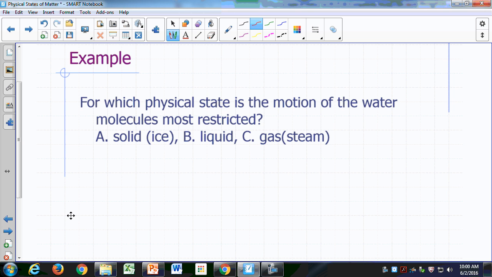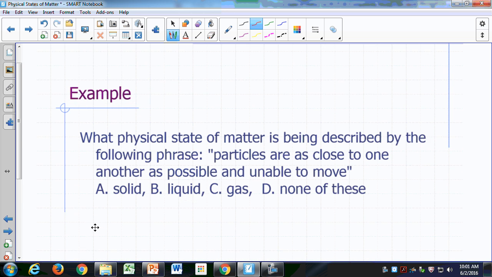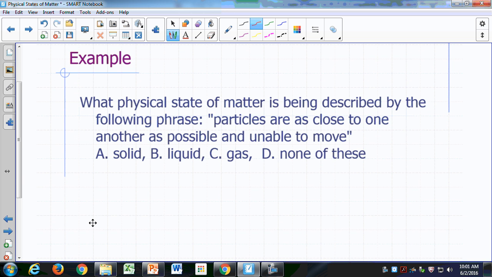So now, let's look at these examples right here. For which physical state is the motion of the water molecules most restricted? Ice, liquid water, or steam? Ice, a solid. Next question. What physical state of matter is being described by the phrase, particles are as close to one another as possible and unable to move?